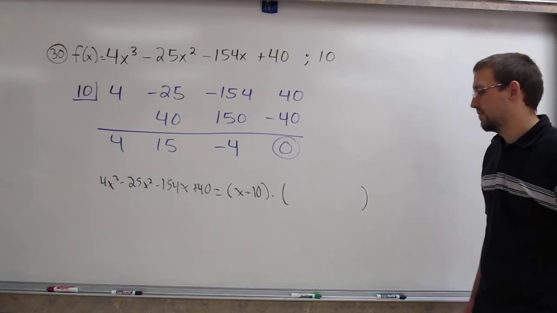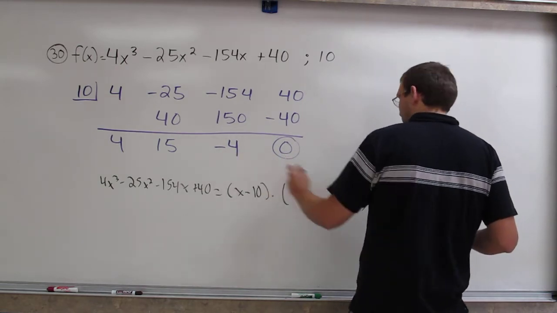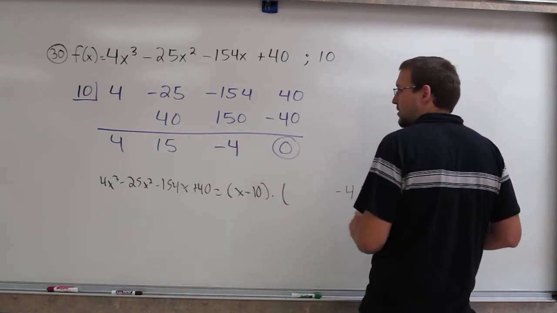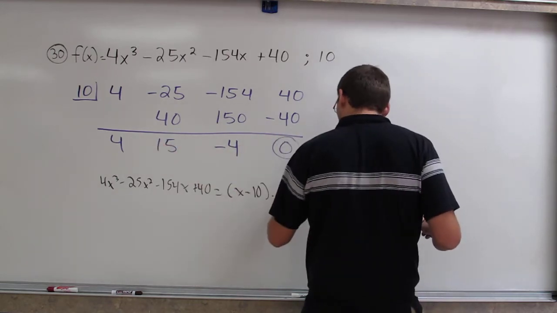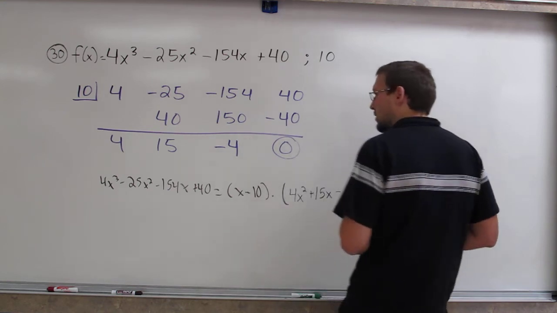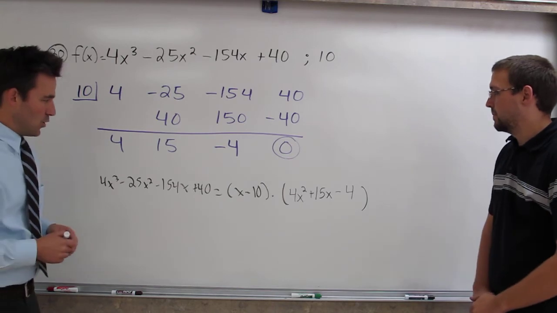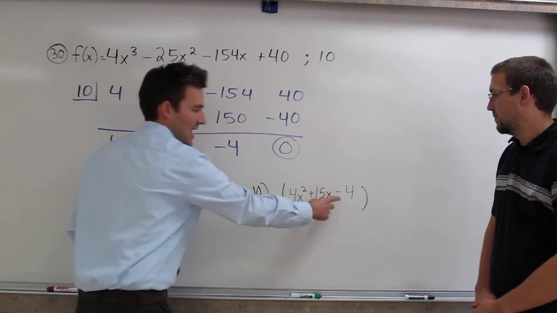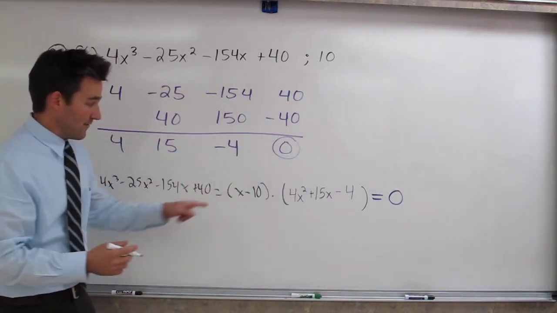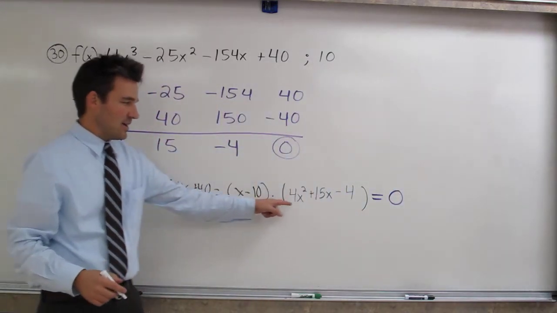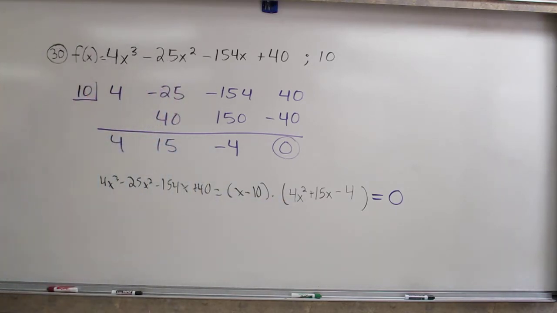So do you want to write our other factor? So working backwards, a remainder of 0, our constant term is minus 4, our linear term is 15x, our quadratic term is 4x squared. Cool. Now, we know that this times this equals 0. One of our zeros is 10. We got that one. Now we need to look at this and see, can we figure out what the other zeros are?